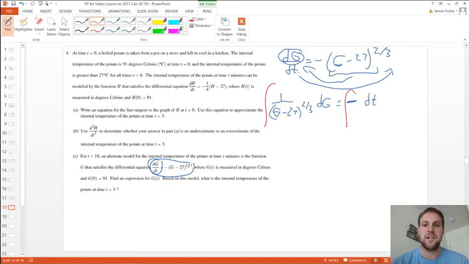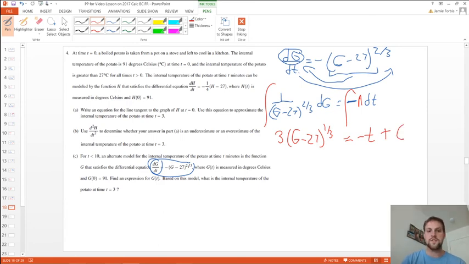So I'm going to integrate each of these. If I integrate 1 over (g minus 27) to the 2/3, remember you can do this using the power rule: bring the 2/3 to the top, making it negative 2/3, and add up, you can do the power rule. You're going to have 3 times (g minus 27) to the 1/3 equals negative t, because that's the integration of negative 1 here, and then plus c. Okay, so there's your integration.